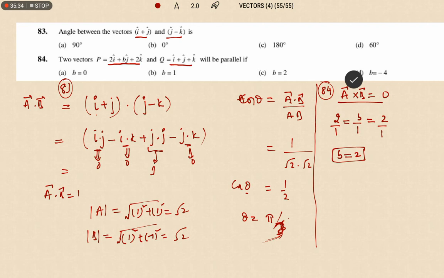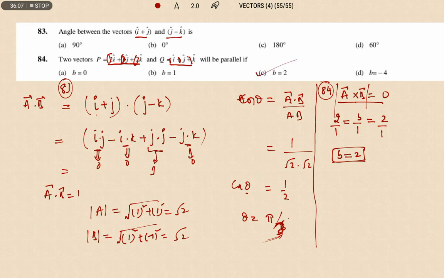Okay, so in this way we can approach it, or otherwise you can find a bar cross b bar equal to 0, and after finding its magnitude you are going to get the value of b. Or otherwise simply we can compare the i component with the i component, the j component of the first vector by the j component of the second vector, and the k component by the k component, then we are going to get the answer.